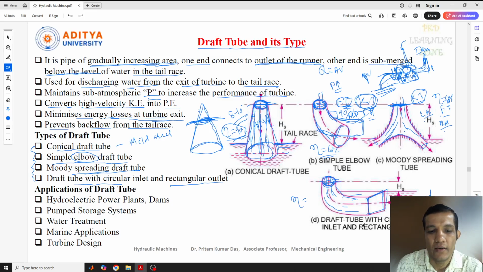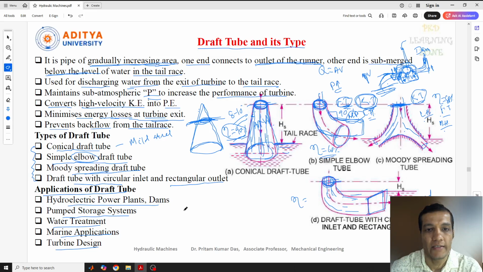So these are some of the different types of draft tubes. Next we'll discuss the applications. As I told you, we especially use the draft tube at the reaction turbine outlet. It can be used in hydroelectric power plants, dams, pumped storage systems, water treatment plants, and marine applications, and it also plays an essential role in turbine design. So these are some applications of draft tubes.